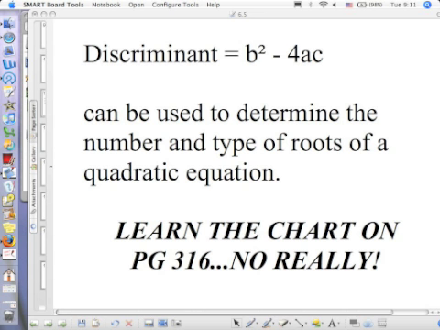And then it's going to decide if your roots are rational numbers, which is anything that can be expressed as a fraction, like 1, 2, 1/2, 3/4, or a decimal. Or if it's an irrational number, which means it's an answer with a radical in it. Or if it's an imaginary number, which means there's an i in the answer. There's a chart on page 316. You need to know it. You need to use it tonight for your homework to answer the questions.